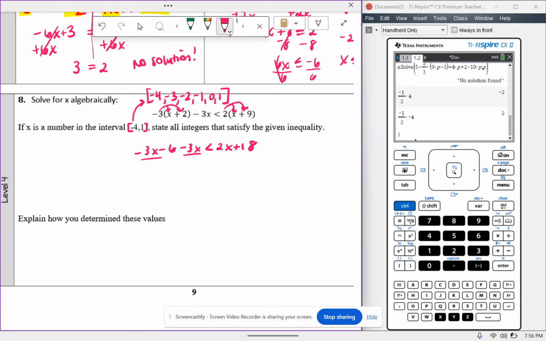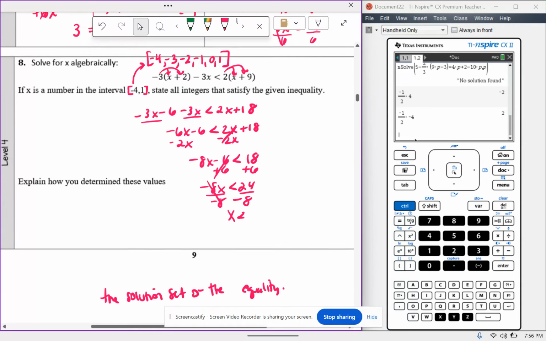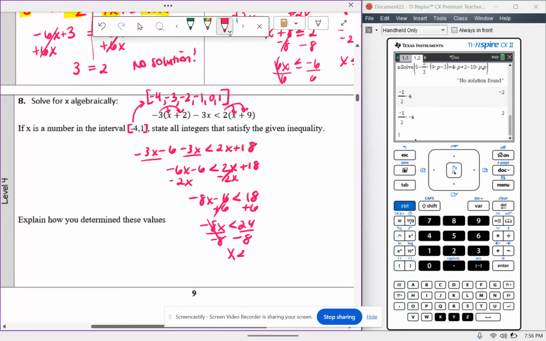I'm going to combine like terms before I sort. Now I'm going to sort. If I'm going too fast, you can always just slow the video, pause it down, whatever. Divided by a negative number, so I'm going to flip the inequality symbol. And I get x is greater than negative 3.